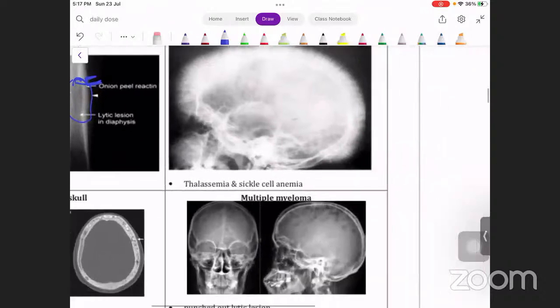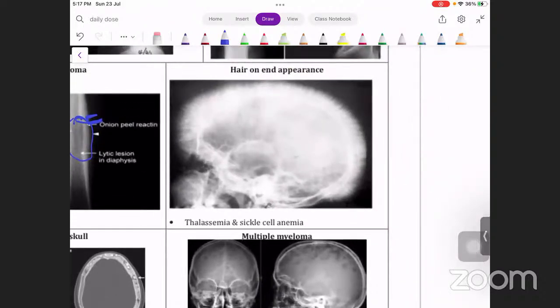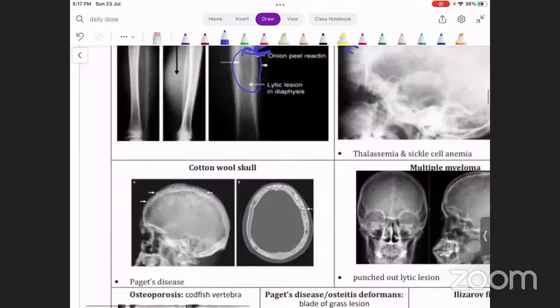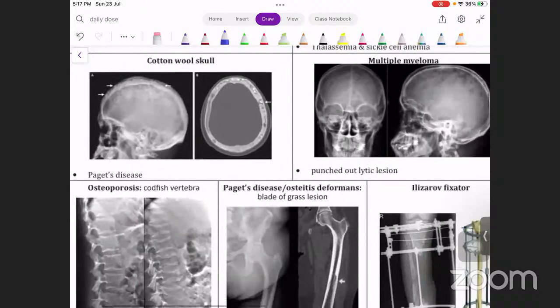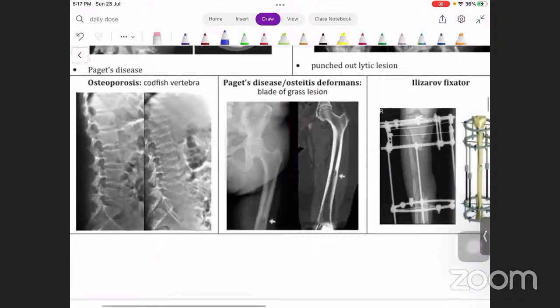and lytic lesions, and you may see the hair on end appearance on the skull in thalassemia and sickle cell anemia, and punched out lesion. Here you may see the punched out lesion, which is seen in multiple myeloma, cotton wool skull seen in Paget's disease, and blades of grass, which you may see in Paget's disease, codfish vertebra.